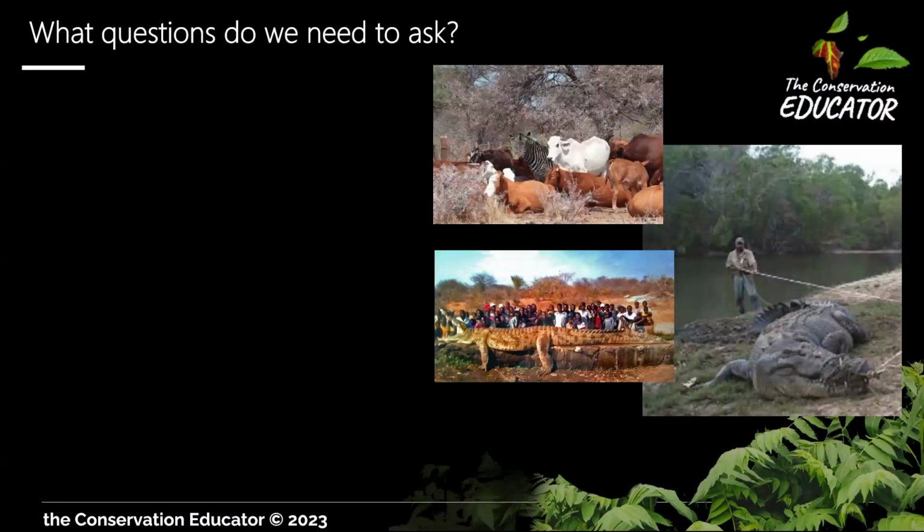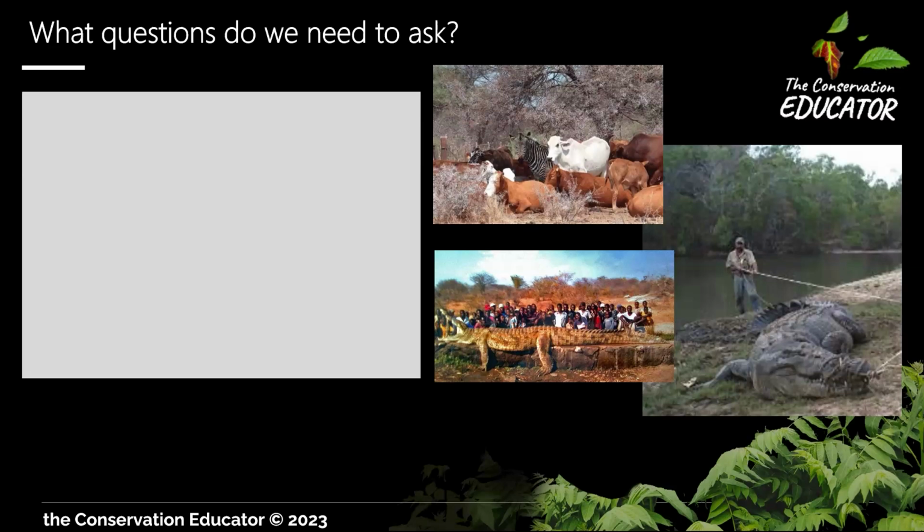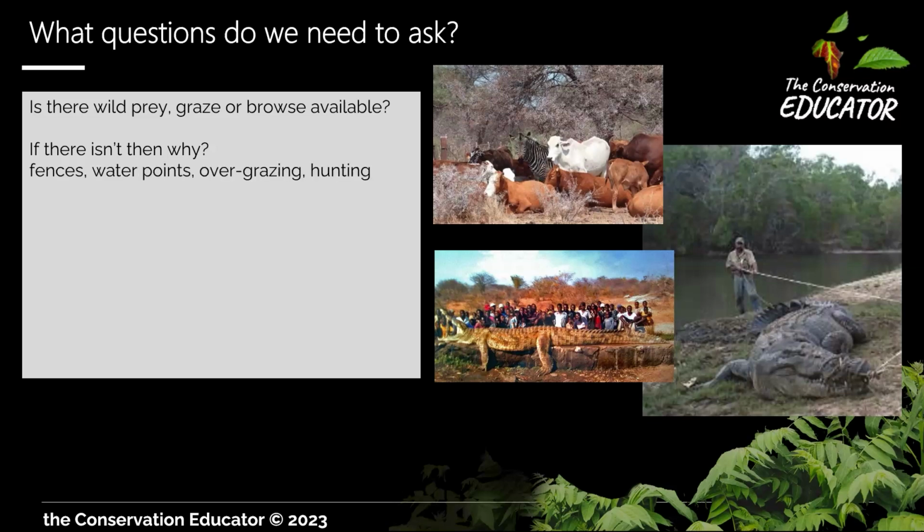Okay, so what are the questions then that you need to ask? If you're in an area and there's conflict happening, what are you going to ask? Is there wild prey, grazing, so grass, or browsing being bushes available? Is it there? If it isn't, then why? Is it because there's too many livestock grazing or browsing? Is it because there's a drought? Is it because somebody's cleared the land? Is it because a chemical's been spilt? Why is there not prey or graze or browse available?